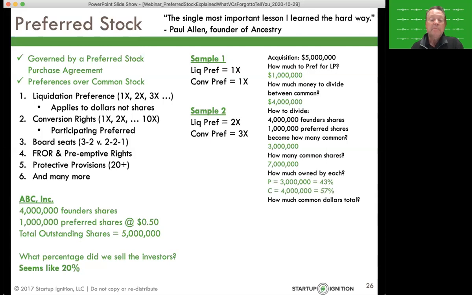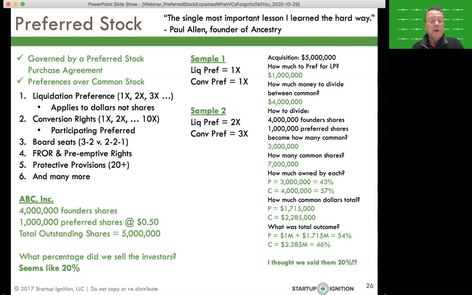How much common dollars total are there? Well, the preferred shareholders get 1.715, the common shareholders get 2.285, and the total outcome is the preferred shareholders got their first million plus the 1.715, or 54% of the exit value, and the common got 2.285 million, or 46%, and we thought we sold them 20%.